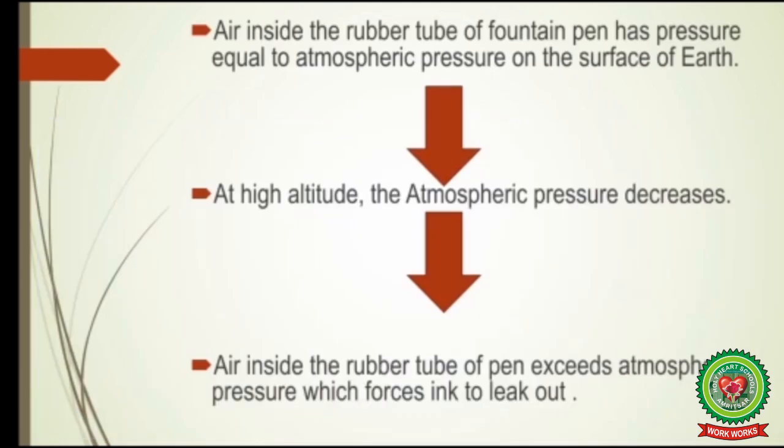So we can say air inside the rubber tube of fountain pen has pressure equal to atmospheric pressure on the surface of earth. At high altitude, the atmospheric pressure decreases, so air inside the rubber tube of pen exceeds atmospheric pressure, which forces the ink to leak out.